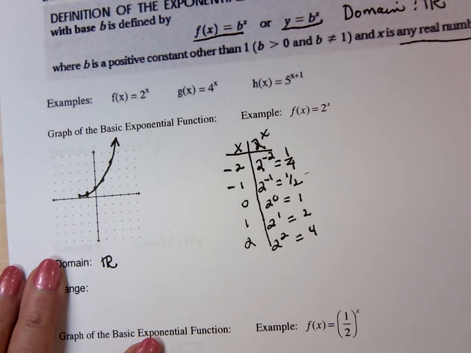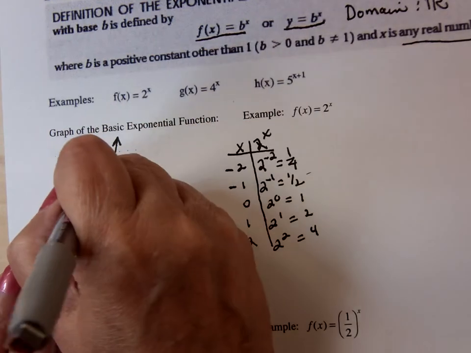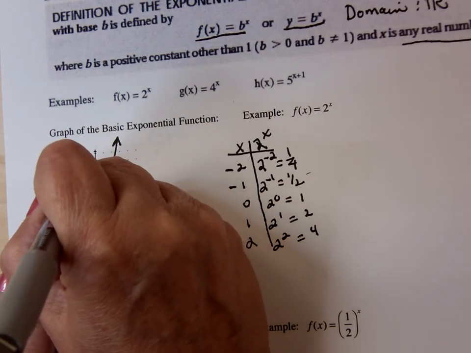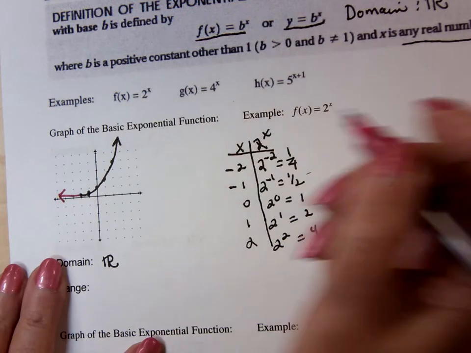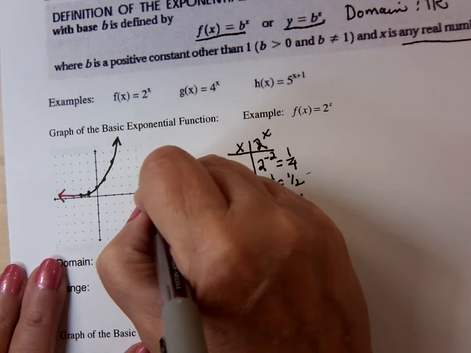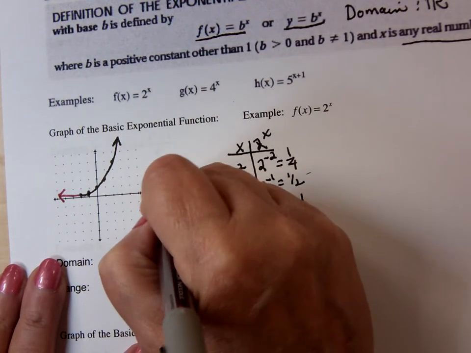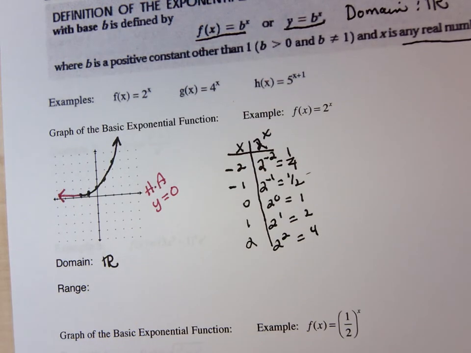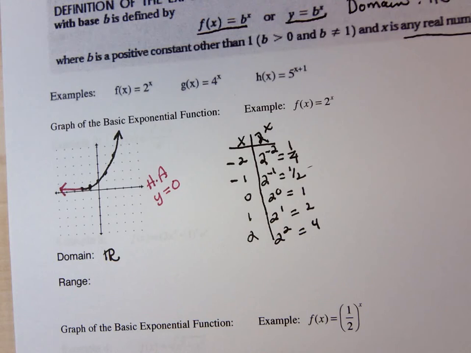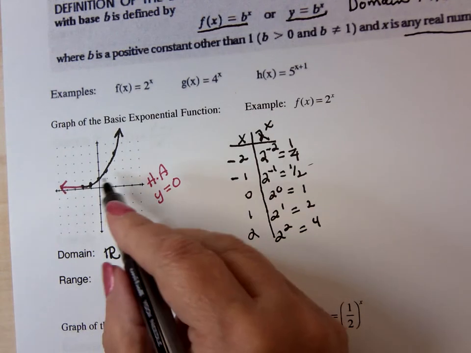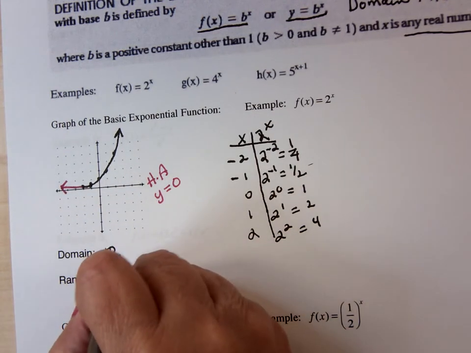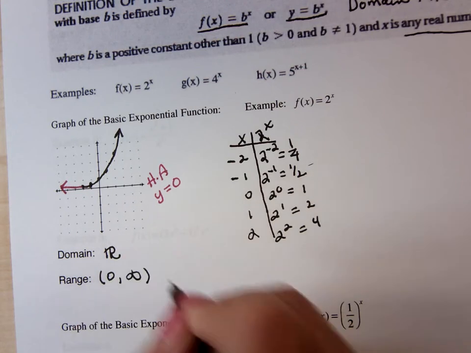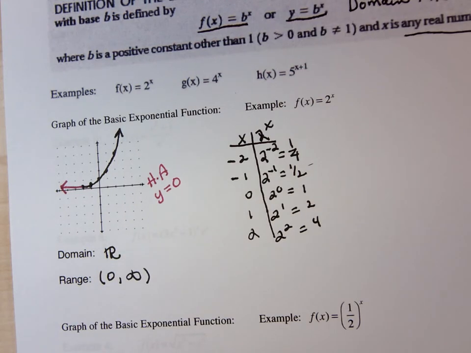Now, if you remember something about the exponential function, it has a horizontal asymptote. So it has an HA at y equals 0. That's the basic function. Which means that the range of this guy is going to be 0 to infinity, not including 0, because it's the horizontal asymptote.